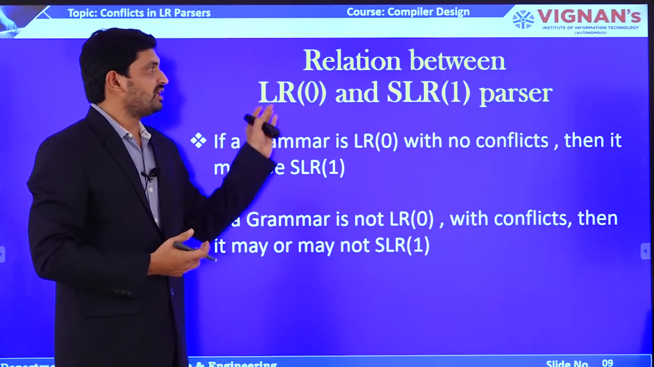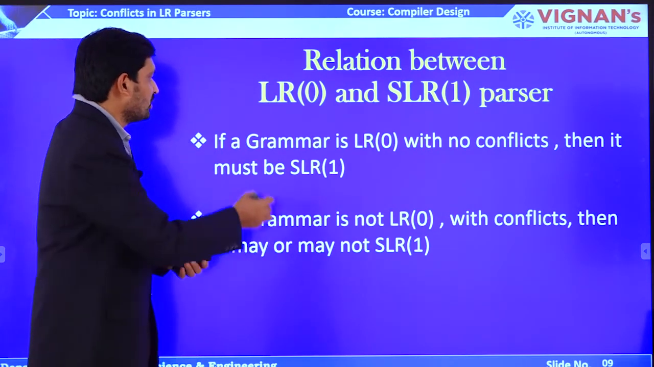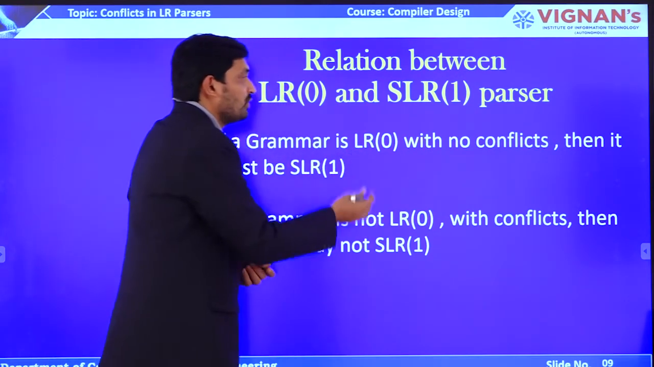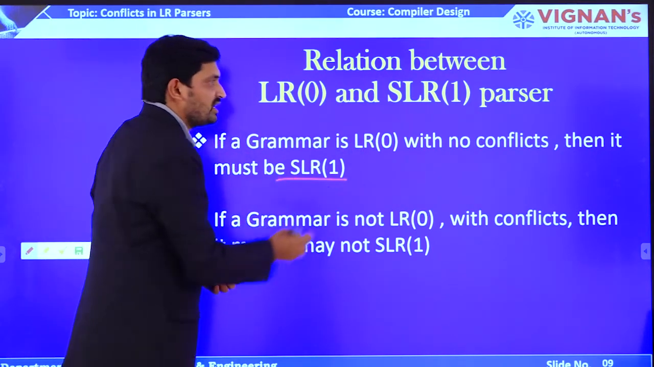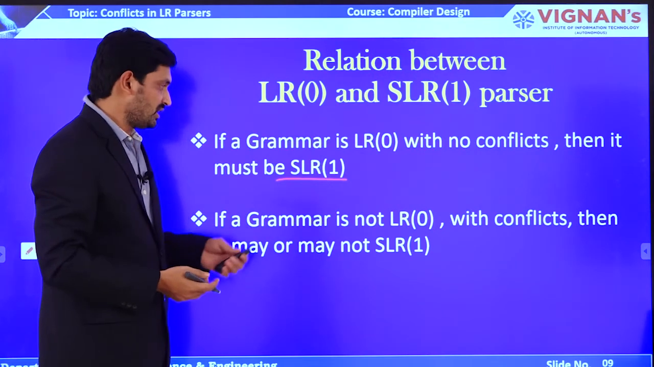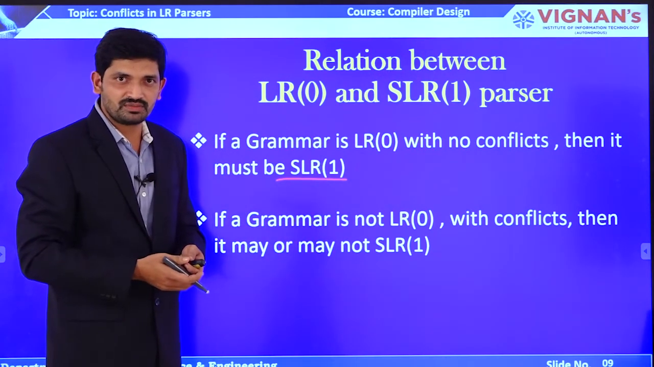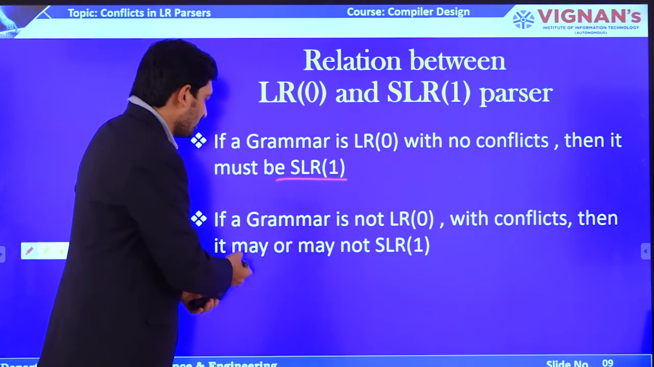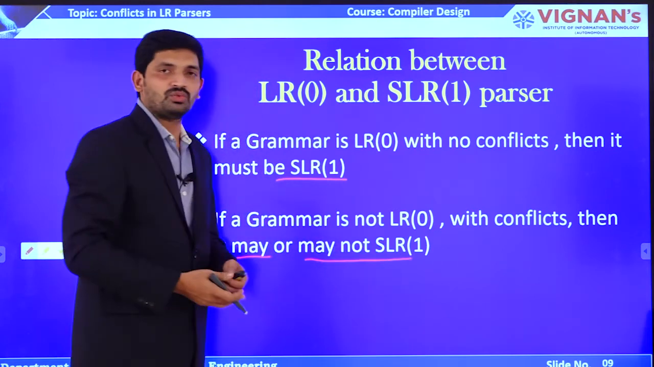The relation between LR0 and SLR1 parser by means of the conflict. If a grammar is LR0 with no conflicts, we can say definitely it is SLR1. But if a grammar is not LR0 and consists of some conflicts, then it may or may not be SLR1.